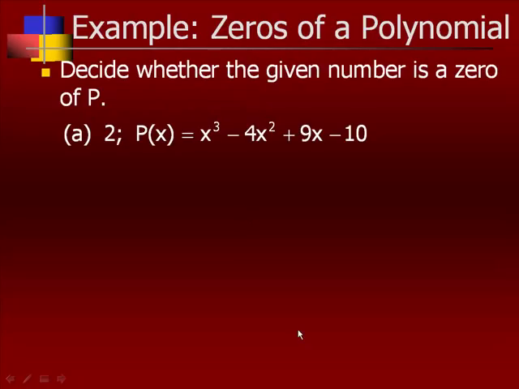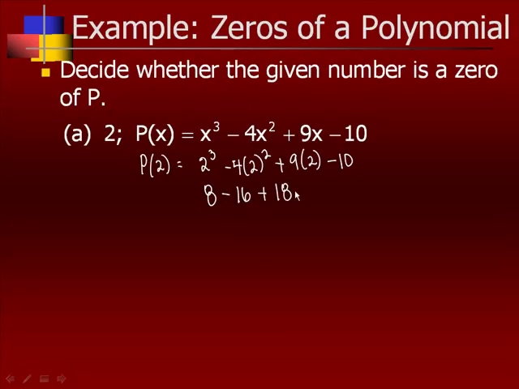To decide if 2 is a 0 of p, one way would be to just plug it in. So that would be 2 to the third minus 4 times 2 squared plus 9 times 2 minus 10, which is 8 minus 16 plus 18 minus 10, which is negative 8 plus 18, which is 10, minus 10 is 0.